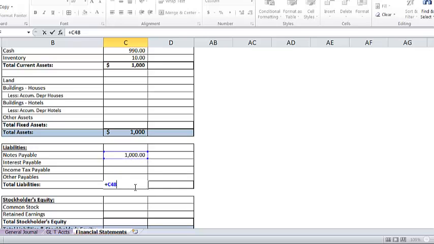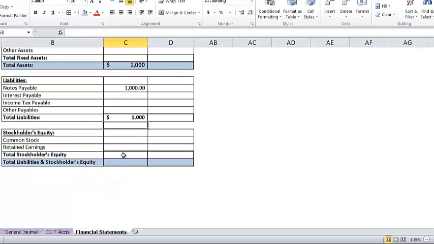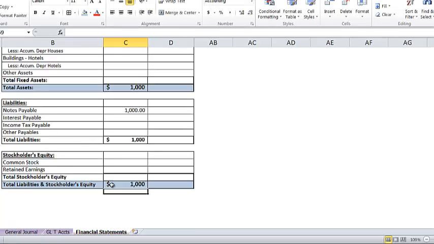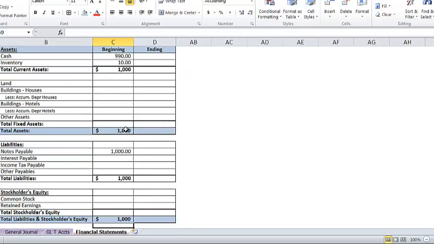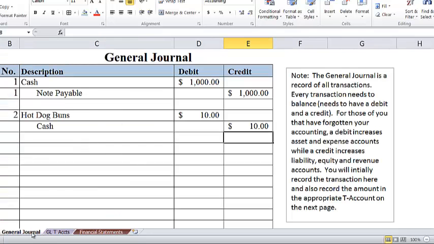Now these are just some templates that I created. You can create your own. So my balance sheet starts out by balancing. Got $1,000 of assets and $1,000 of liabilities and stockholders' equity.